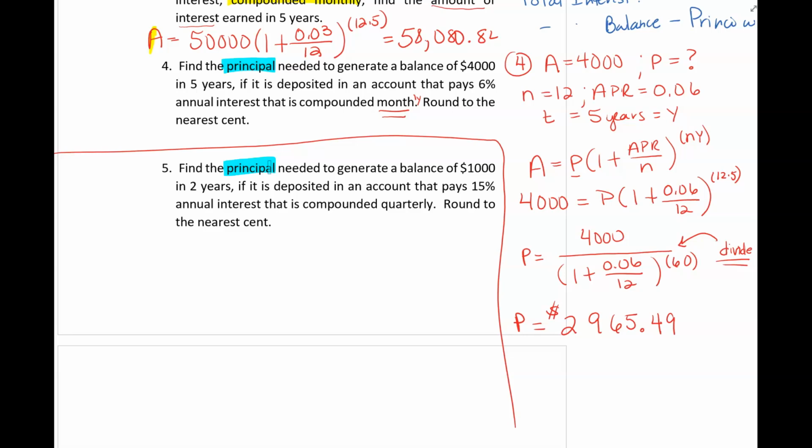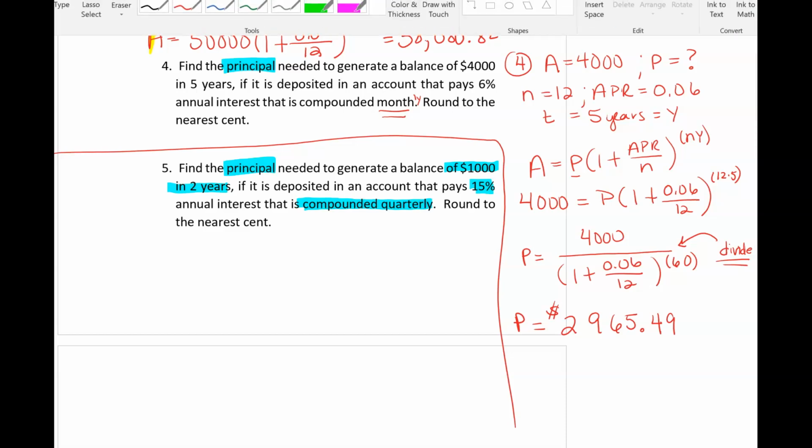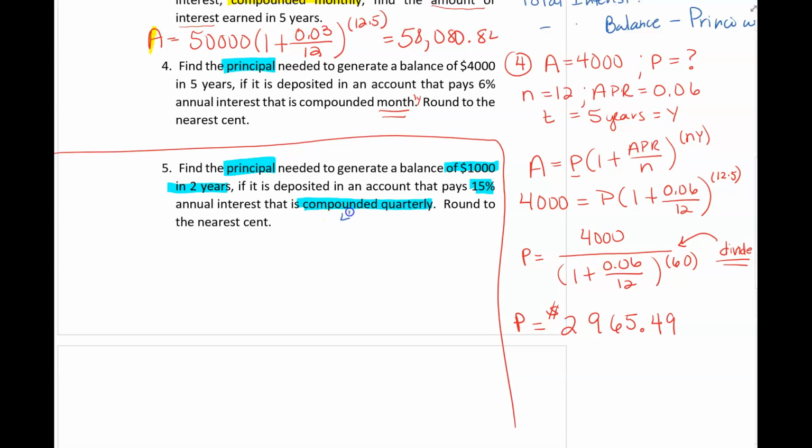All right. So in this case, find the principal needed to generate a balance of $1,000 in 2 years if it's deposited into an account that pays 15% interest, and this is a compounding cycle we haven't seen before, quarterly. And that compounding quarterly means 4 times per year.